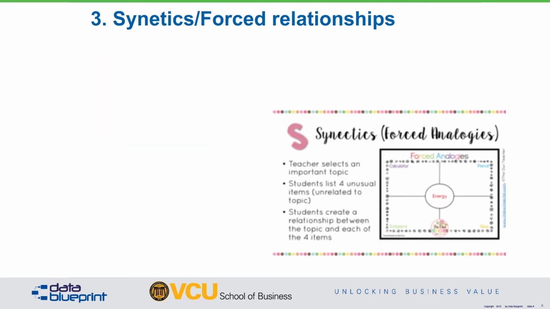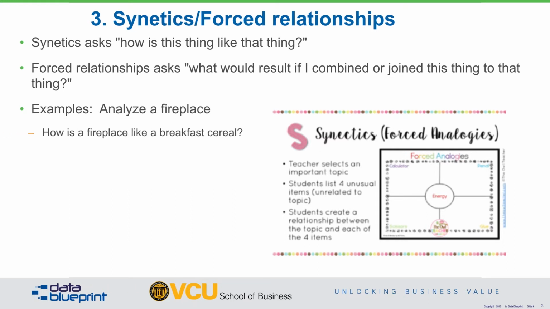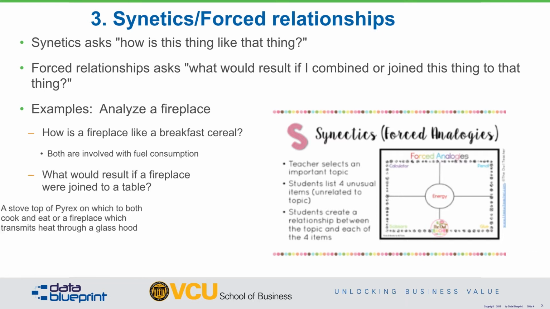Synectics, forced relationships. Synectics asks the question, how is this thing like that thing? Forced relationships ask the question, what would result if I combined or joined this thing to that thing? So let's take a couple of examples. Analyze a fireplace. How is a fireplace like a breakfast cereal? I don't know. I've never thought of these things before, right? Well, both are involved in fuel consumption. Maybe there is a relationship there that we're not sure about before. What would happen if you joined a fireplace to a table? Well, a stovetop of Pyrex on which you could both cook and eat would be really nice, treating the heat through the glass hood.